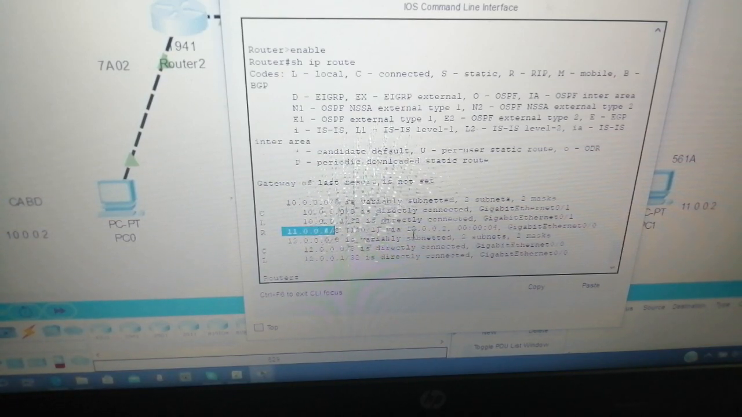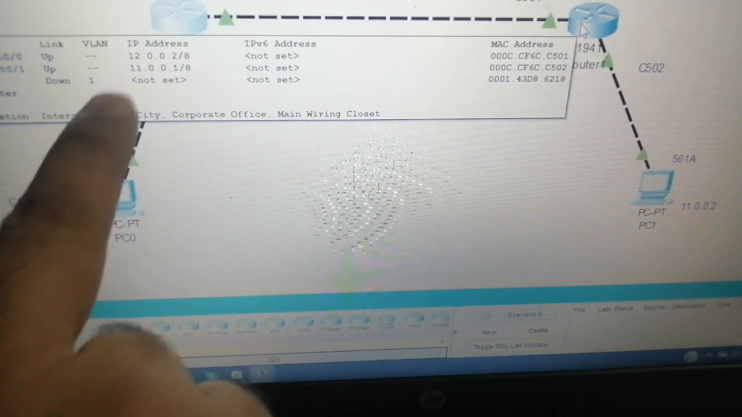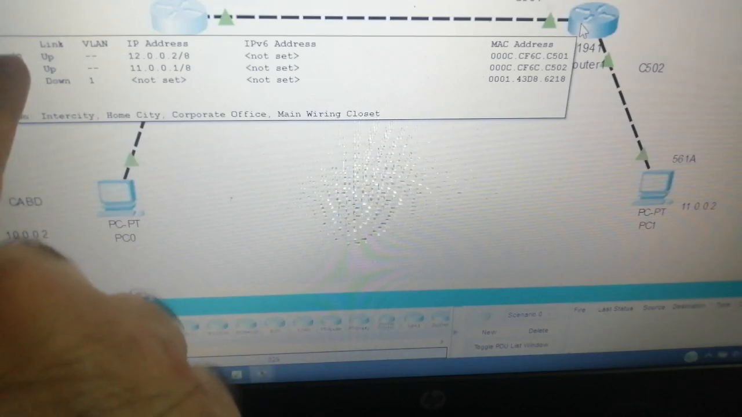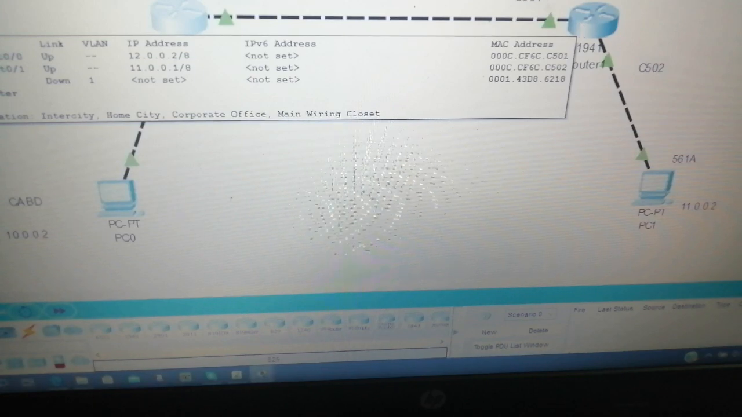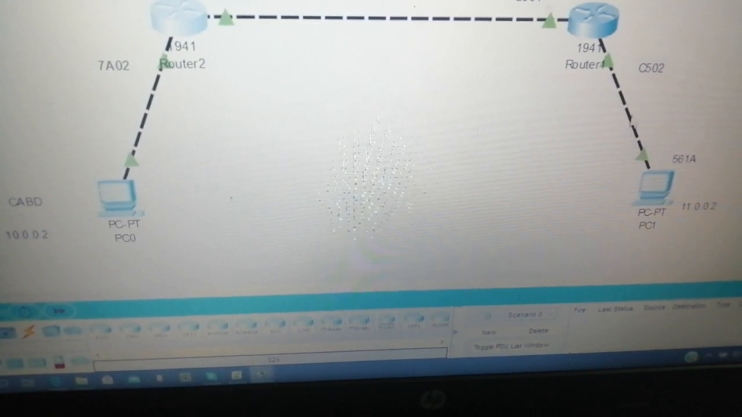So it means that this information is guiding router number 2 that you can reach this network of 11.0.0.0 through the port 12.0.0.2. You can see that 12.0.0.2 is assigned to GigabitEthernet 0/0. And this is the port that has the address 12.0.0.2. So our router 2 is connected to the network 11 over here. This is the network 11.0.0.0 through this port.